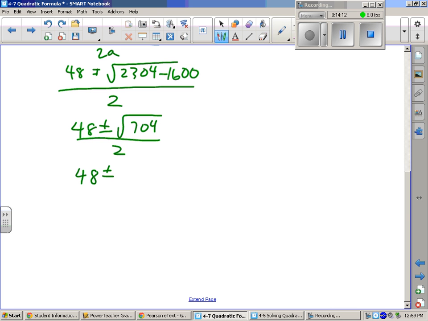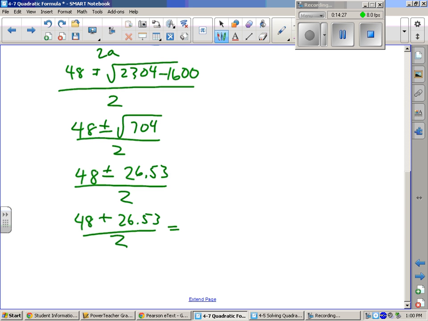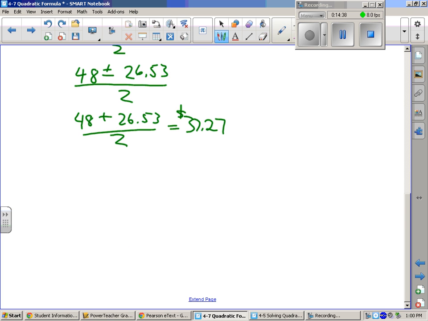All right, so square root of 704 I figured out to be 26.53. And now I have to do my 2 separate equations here. So 48 plus 26.53 divided by 2. If you work all that out, you get 37.27. Okay, so that's 37.27. Now we got to do our subtraction. Right, so 48 minus 26.53 divided by 2. Work that out on your calculator, you get $10.74.